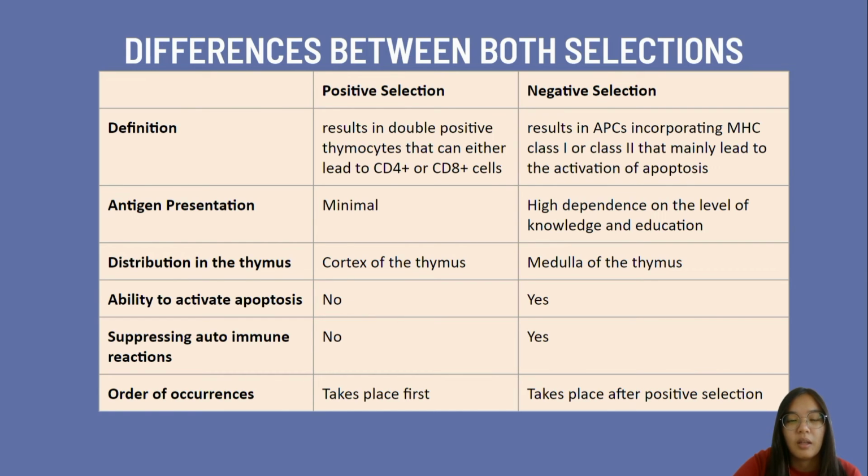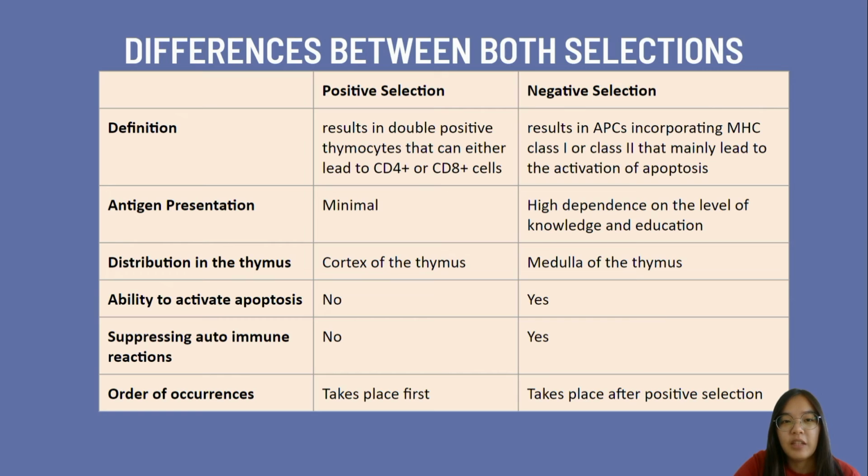plus cells. In contrast, during the negative selection of T cells, antigen-presenting cells like macrophages incorporate the antigen to the T cells that mainly lead to the activation of apoptosis, which results in the cell death of thymocytes.